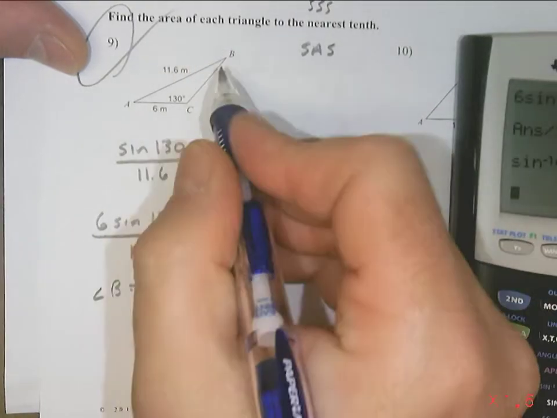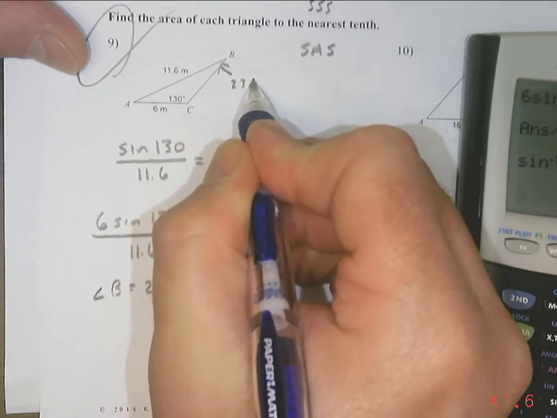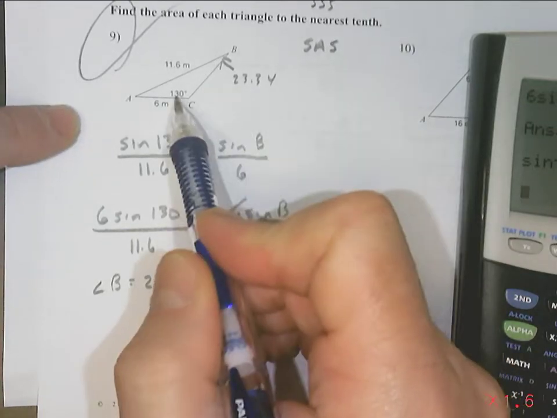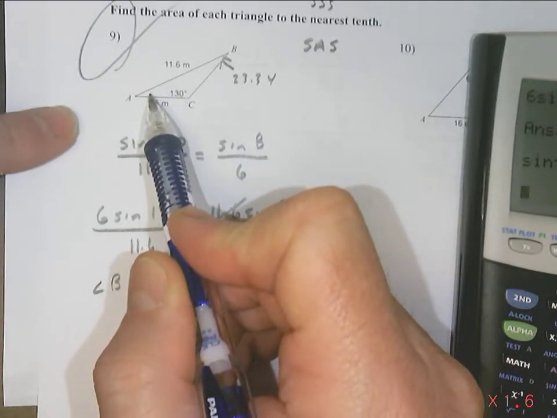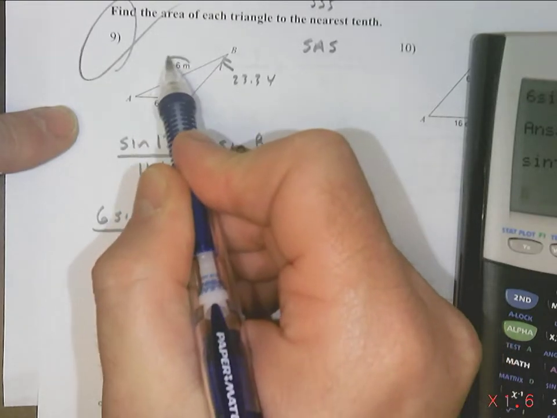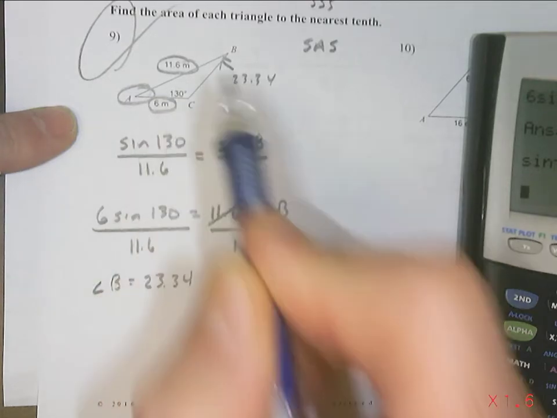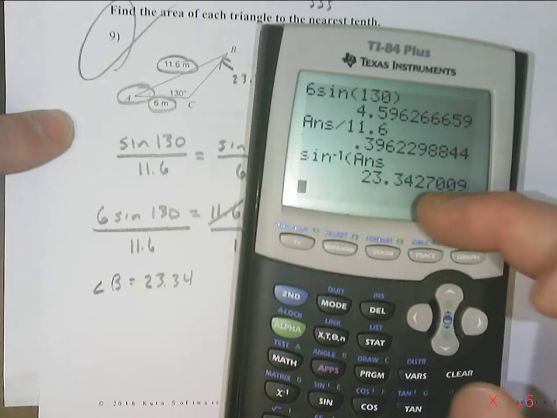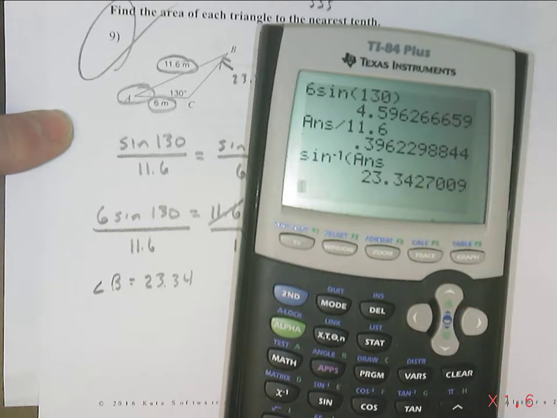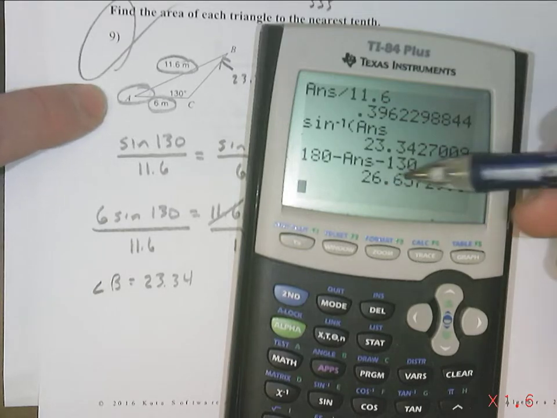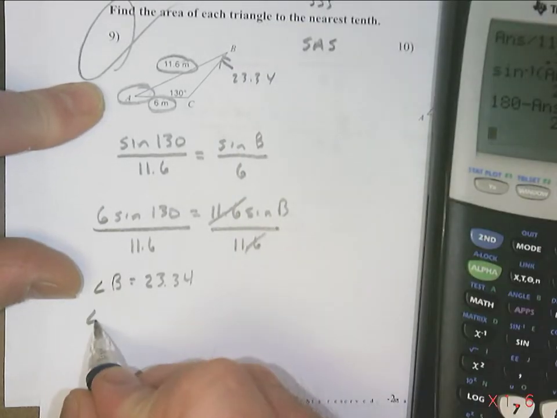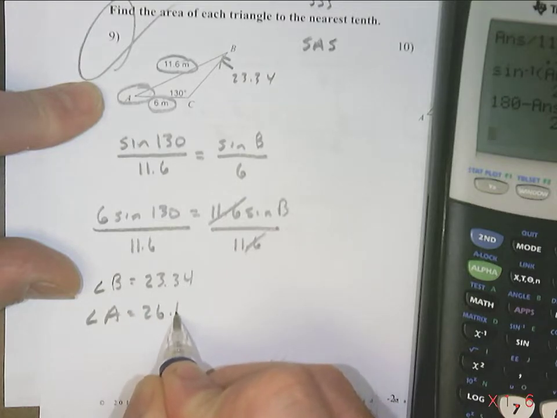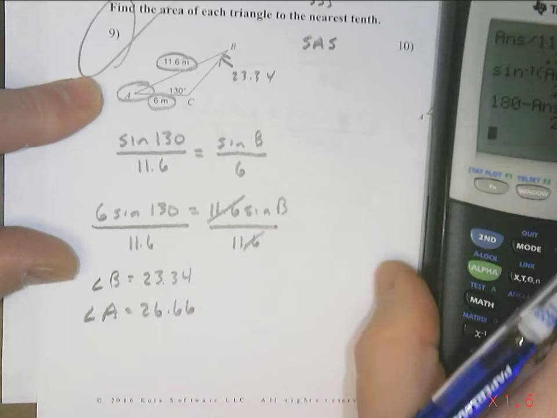So now that I have that angle up there, I still don't have a side-angle-side. However, knowing two angles, I can figure out what this third blank angle is down here. And if I can figure that angle out, I could use this side, this angle, and this side, and use the area formula. There's my side-angle-side. So let's go find angle A quickly. Don't hit clear on your calculator, so I don't have any round off there. So 180 minus that answer, so I'm using the previous answer, and minus 130, which is the other angle in the corner, gives me angle A, 26.657. Angle A, 26.66. I'm going to write that, but I'm not going to use that. You'll see that here in a second.